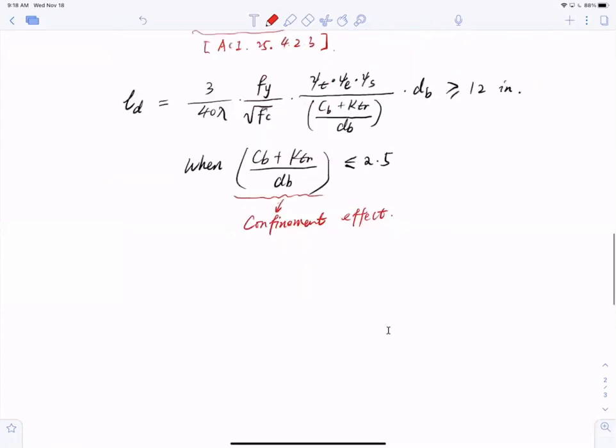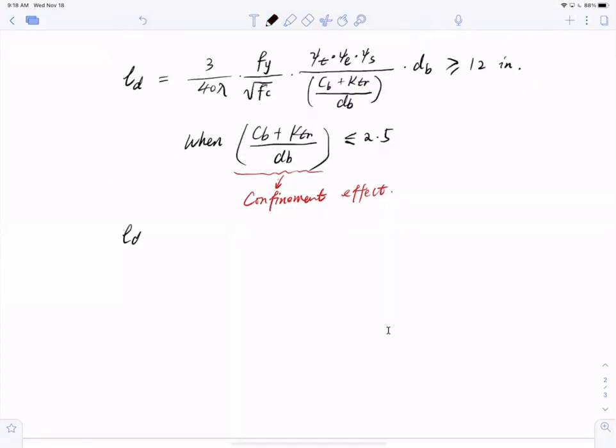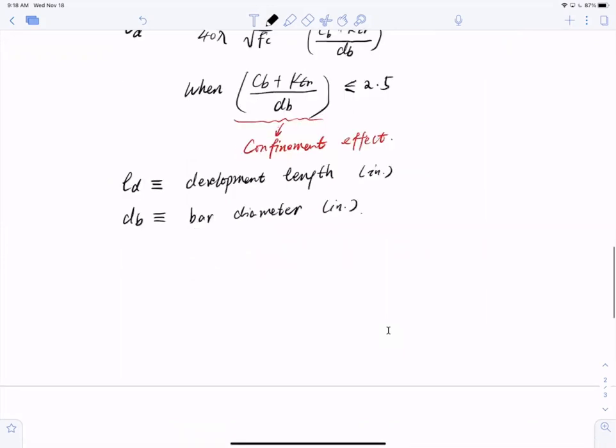Now these are the complete equations, so let's take a look at each parameter. LD, needless to say, is defined as development length, and it's always in the unit of inches. dB, we all know, is bar diameter, and of course it's in the unit of inches as well. Lambda, we know that normal weight concrete is 1.0, and lightweight concrete is 0.75.